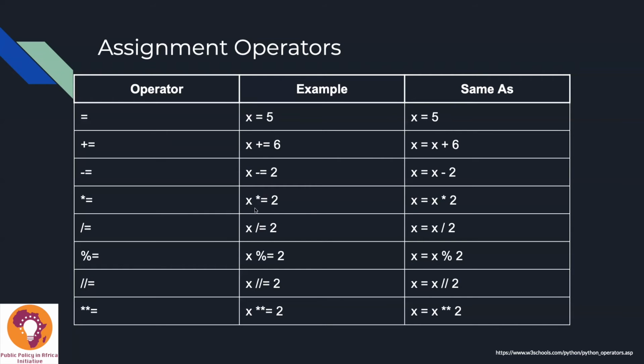Now x is 18. Now we do x divide equals 2. Now x is back down to 9. Then we do x modulus equals 2. Now we end up with 1, because 9 modulus 2 is 1. And so the value of x is now 1. And then x floor division equals 2 is going to evaluate to 0, because x was 1, and floor dividing by 2 makes it 0.